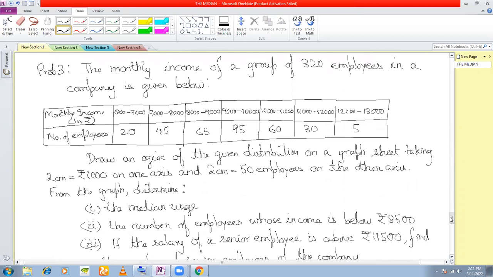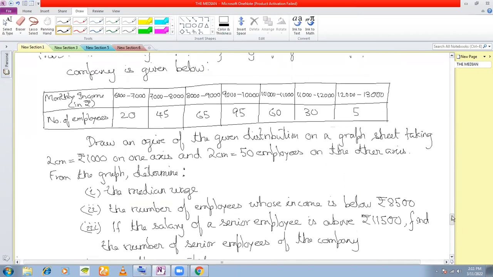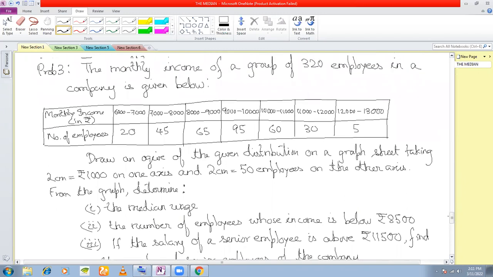Again, a problem on median. The question here states that the monthly income of 320 employees. So clearly this is your N that is given, total number of employees, 320 employees, right? In a company is given below. So what is the monthly income? The number of employees who earn between 6,000 to 7,000 is 20. The number of employees who earn between 7,000 to 8,000 is 45, and so on. Now what is the question here?